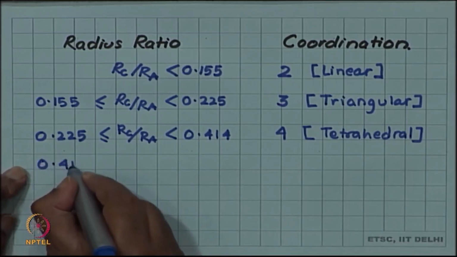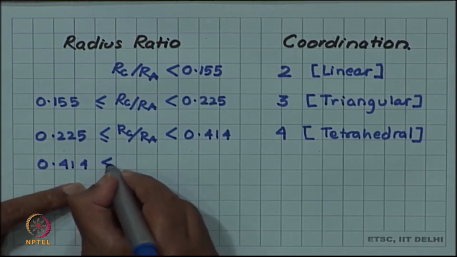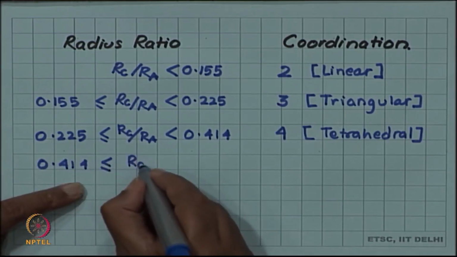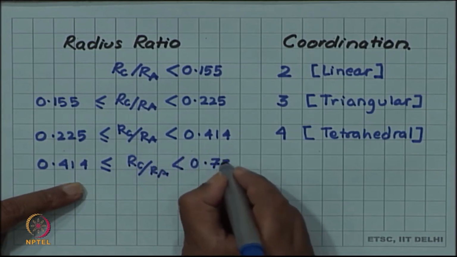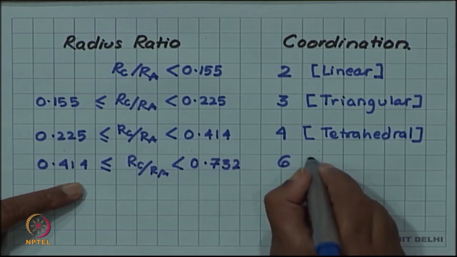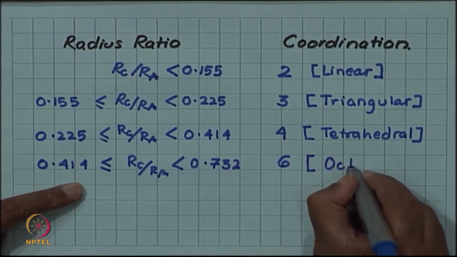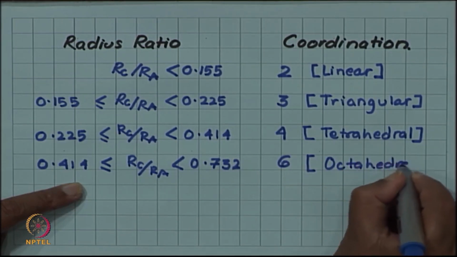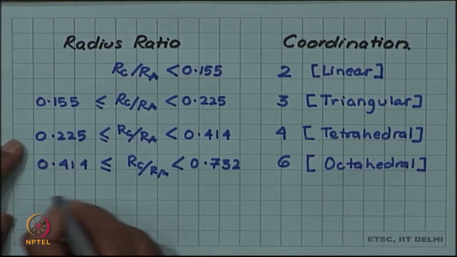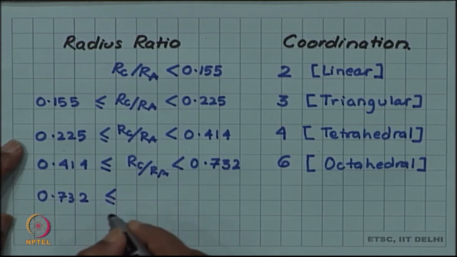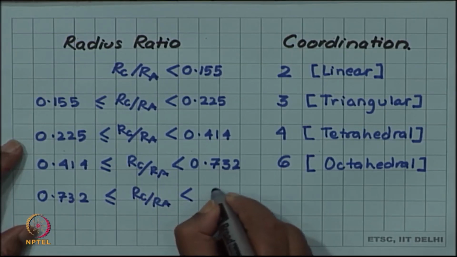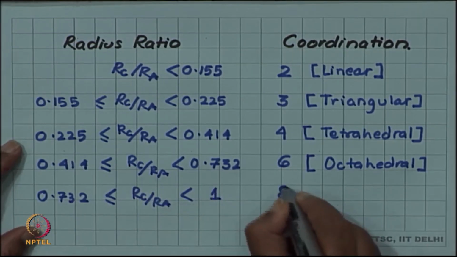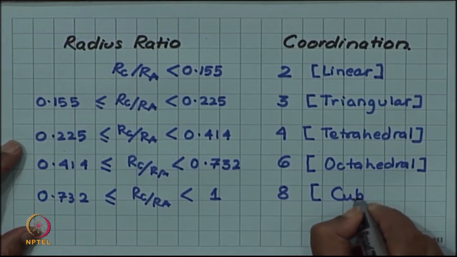And then when you have 0.414 to 0.732, you will have a coordination of 6, which is octahedral. And from 0.732 to 1, you will have a coordination of 8, which is cubic.